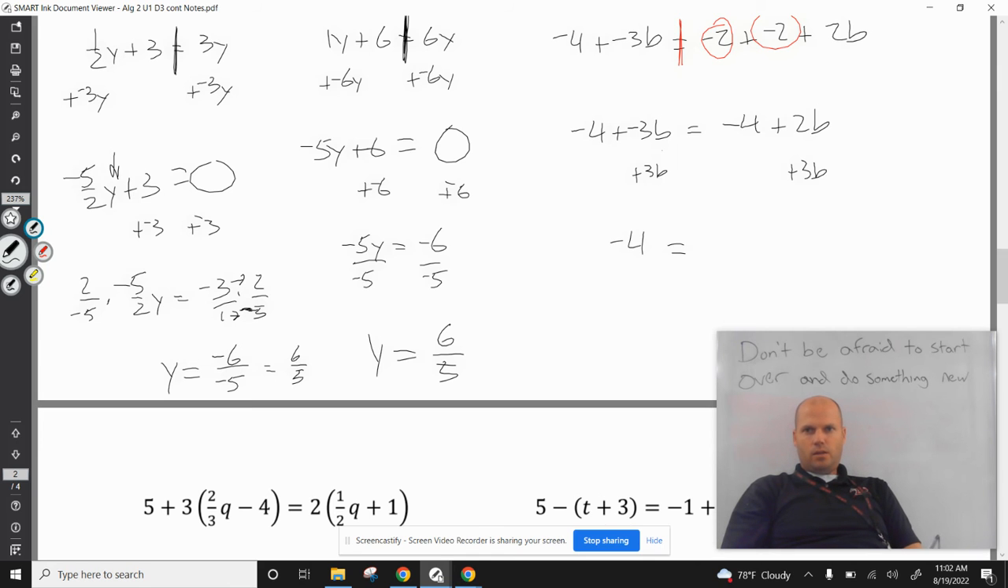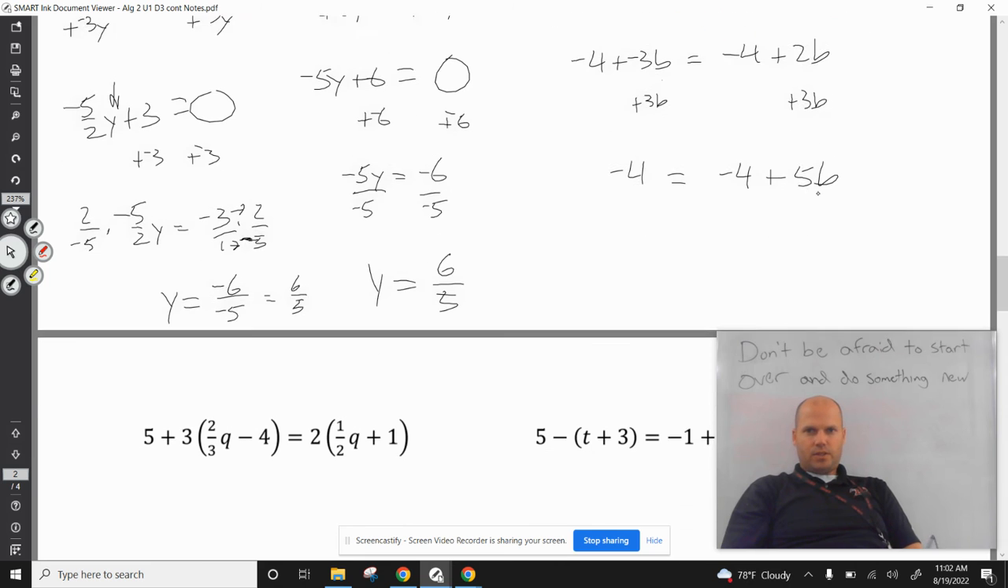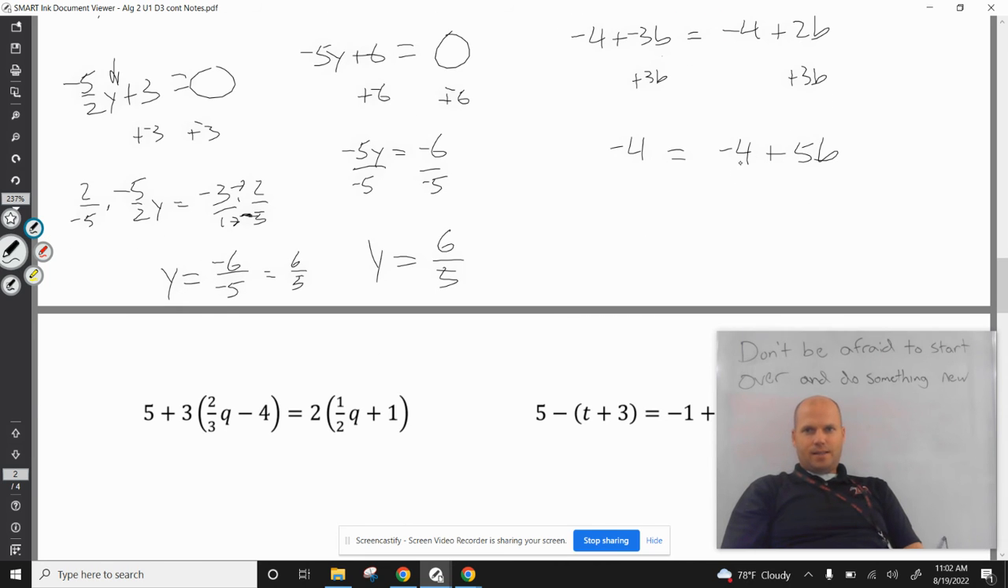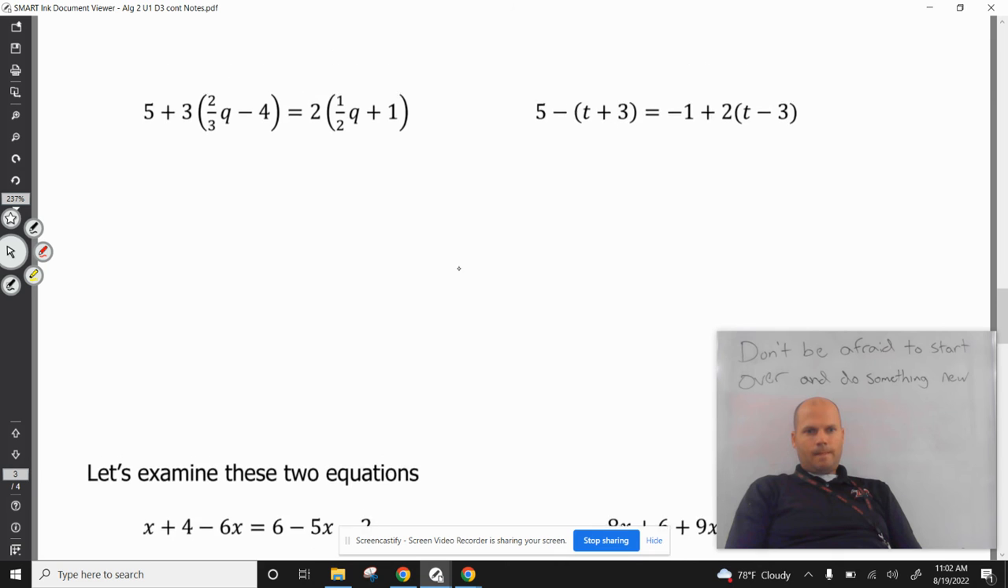Don't be afraid of trying something new. Oh, look at Mr. Mister. After all that, b's here. What do? Eliminate the 4, adding the opposite. And my solution for b is 0, and that's okay. 0 divided by 5 is 0. All right.